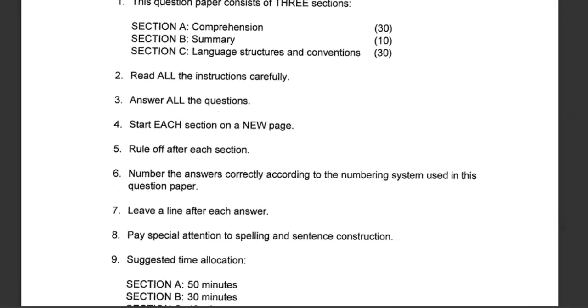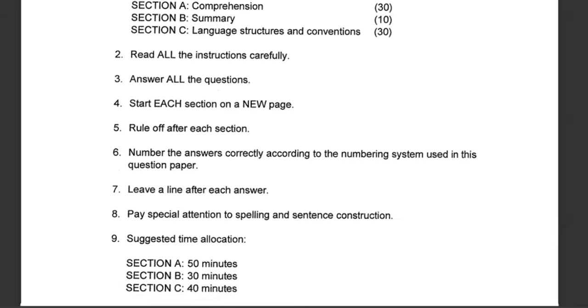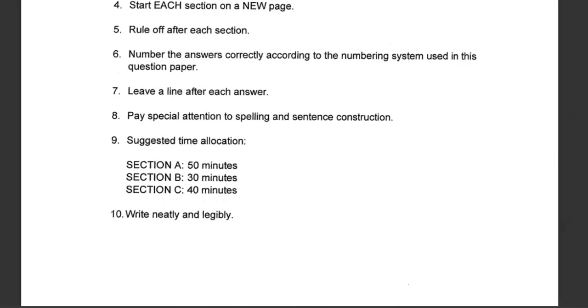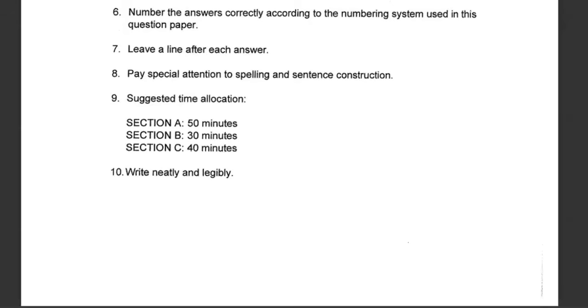We are supposed to read all the instructions carefully. We must answer all the questions. We must start each section on a new page. We have to rule off after each section. We must number the answers correctly according to the numbering system used in this question paper. We must leave a line after each answer and pay special attention to spelling and sentence construction. Our suggested time allocation is that we spend roughly 50 minutes on section A, 30 minutes on section B, and 40 minutes on section C. We have to write neatly and legibly.